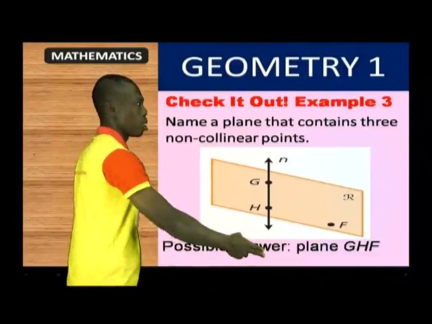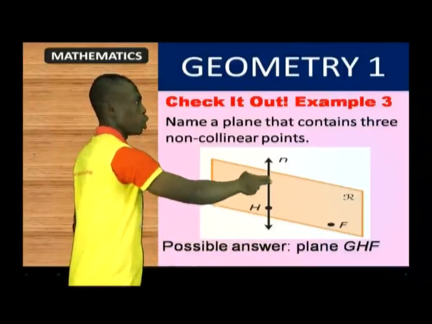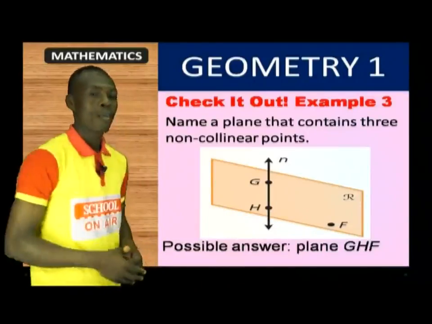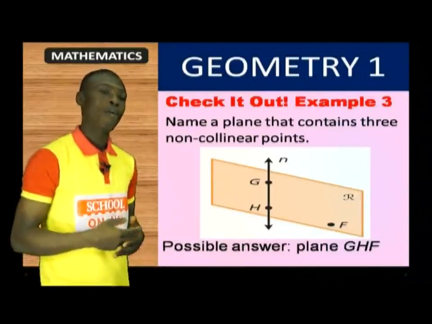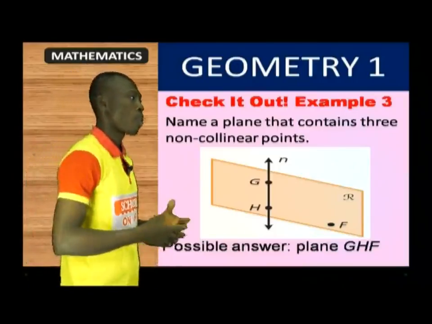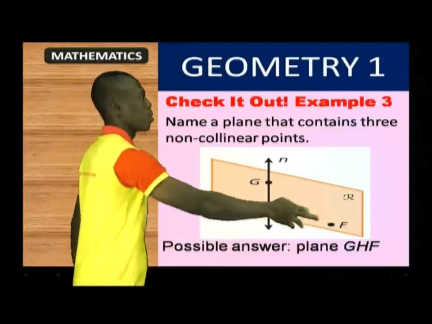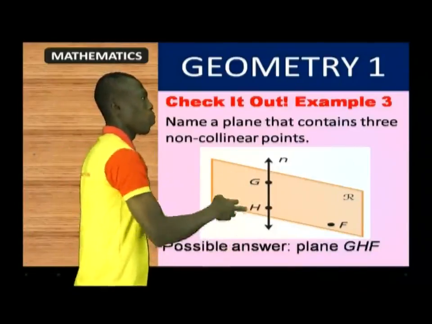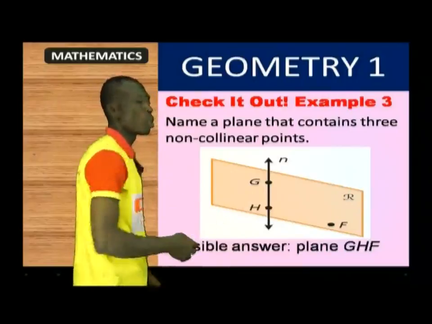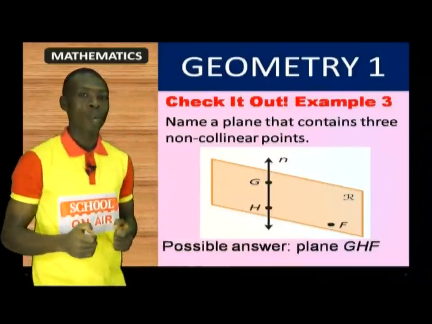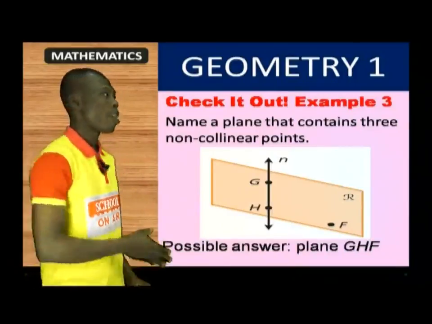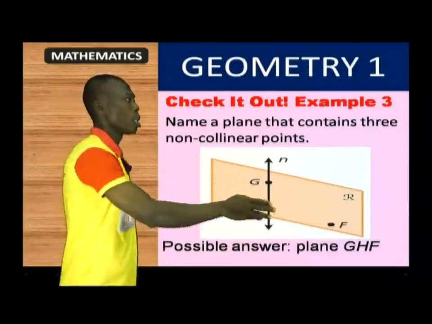So our possible answer would be G, H, and F. I have said possible answer because the order of arrangement of the points is irrelevant. So you probably have said point F, G, H, or point H, G, F, or point H, F, G. So the order does not really matter. The only thing you need to know is to name the points. So we have points G, H, and F.